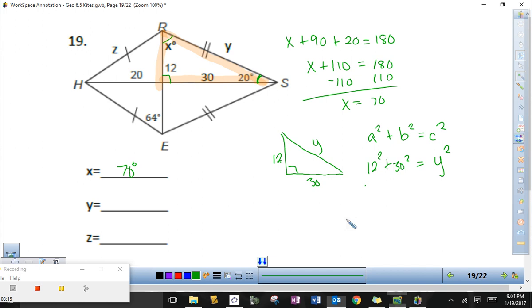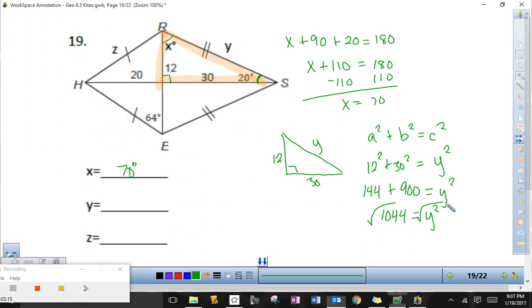Okay, so we just have to simplify here. 12 squared is 144. Now, 30 squared you can actually think of 3 times 10. If you do that, square 3, and that's 9. 10 squared is 100. So if I square 30, I should get 900. So combining like terms, I get 1,044. And then I'll take the square root of both sides.